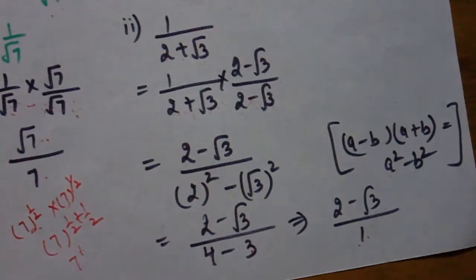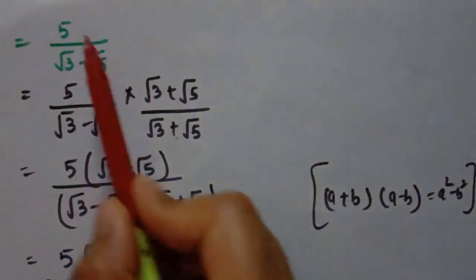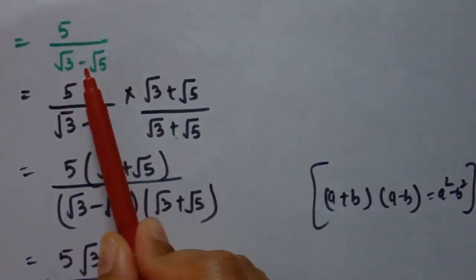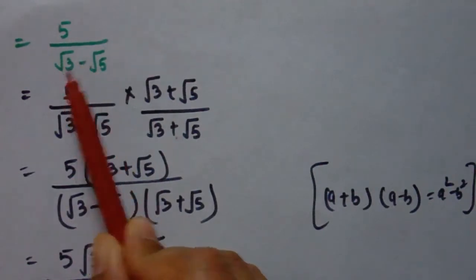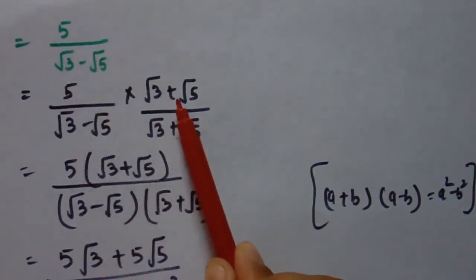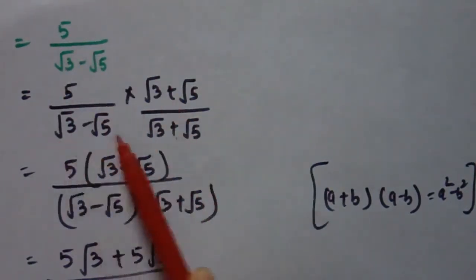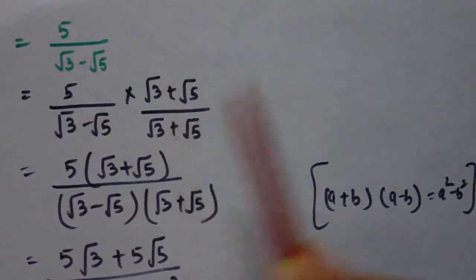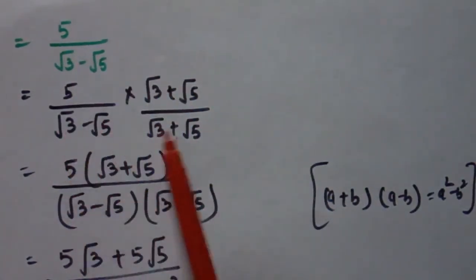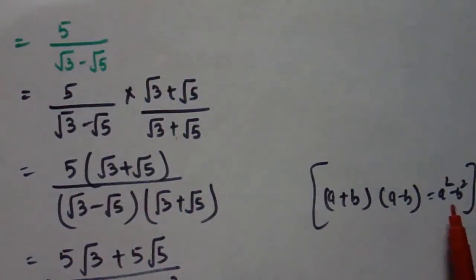So we will take one more example for this. This is your next example: 5 upon root 3 minus root 5. Same as your previous example, we have two terms here, and we will change this sign also when we do multiplication and division with the denominator. Correct? So we will multiply with 5 first, like this. Then a minus b, a plus b, you know the identity, it is a square minus b square.